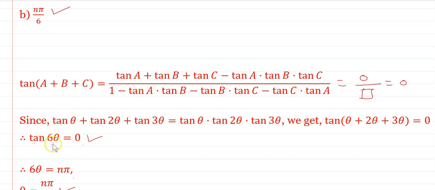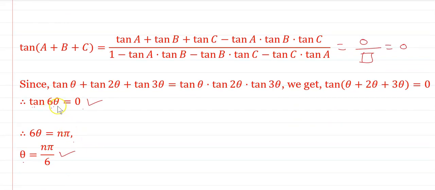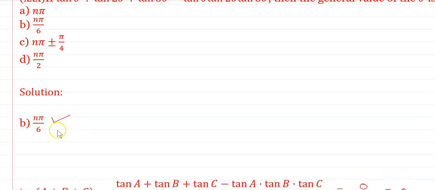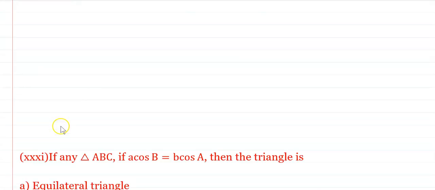is equals to 0. And tan of 6 theta is equals to 0 means that this 6 theta must be n pi, that is the integral multiple of pi, and therefore theta is equals to n pi by 6. This is the solution of tan of theta equals to 0, then its solution is theta equals to n pi. Okay. Therefore the option B is a correct one.